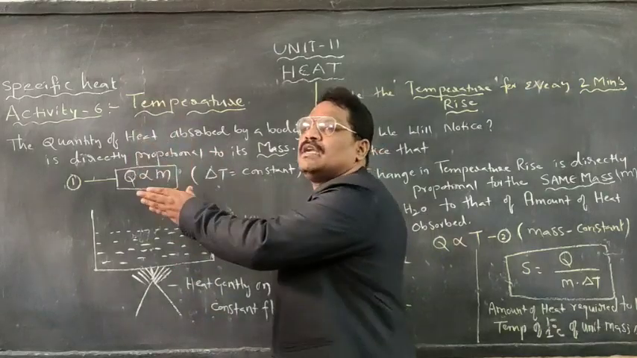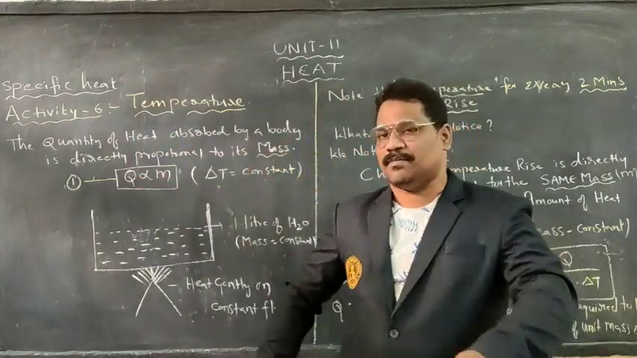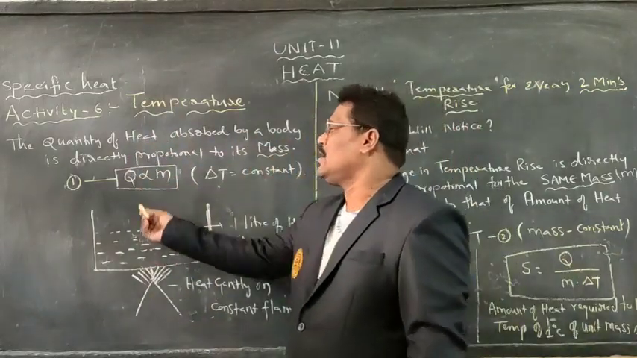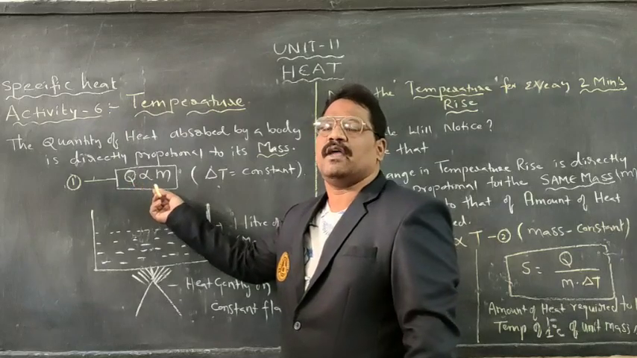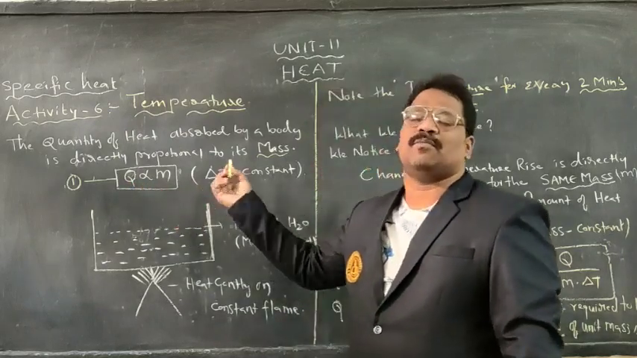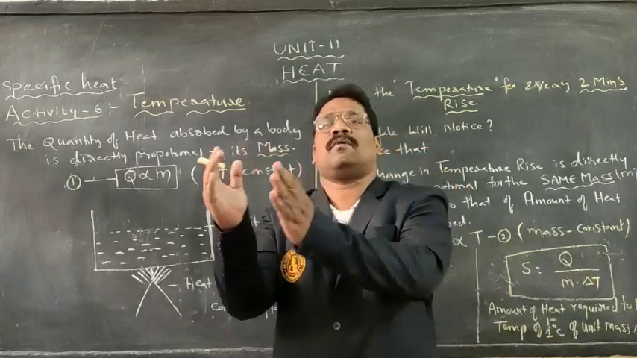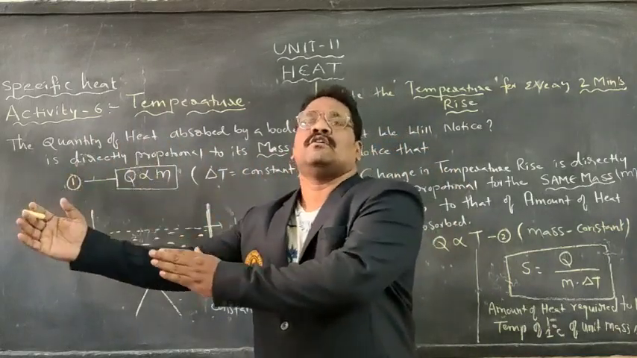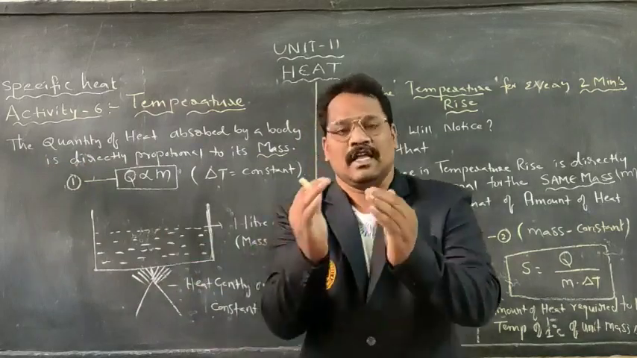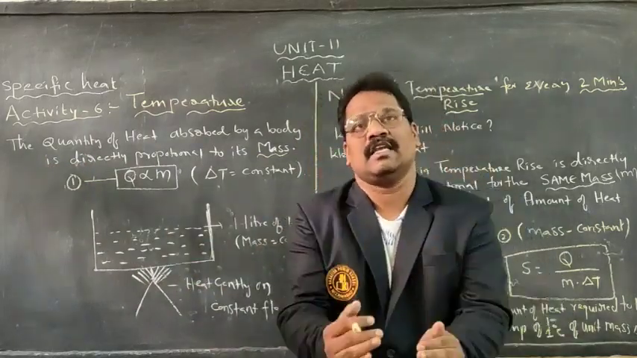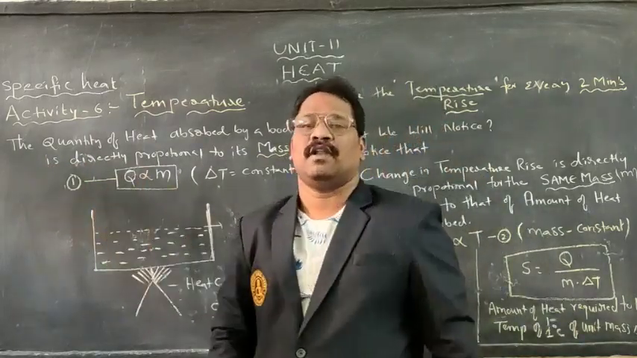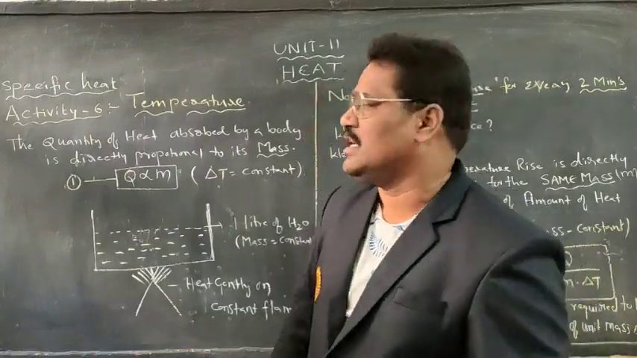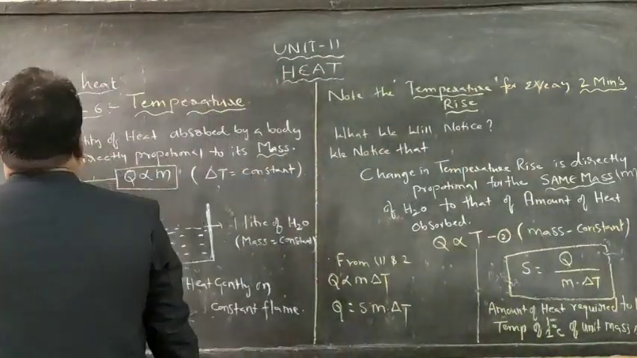To attain a constant temperature of 60 degrees, we have said it. At constant temperature, the quantity of heat absorbed by a body is directly proportional to its mass. If more mass is taken, more heat is absorbed to attain 60 degrees centigrade. If less mass is taken, less heat is absorbed to attain a temperature of 60 degrees. We are seeing it clearly. Now what is next?